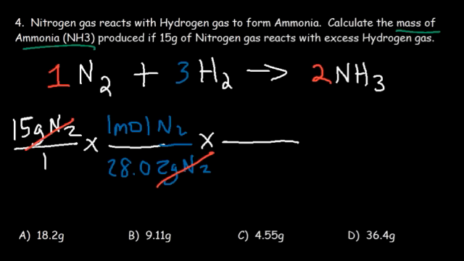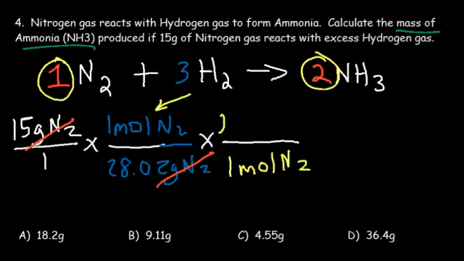Our next step is to use the molar ratio. We need to convert from moles of N2 into moles of NH3. And to do that, whenever you want to change a substance, you need to use the coefficients in a balanced equation. So what these numbers tell you is that if 1 mole of N2 reacts, 2 moles of NH3 are produced. So because we have moles of N2 on top, we need to put that on the bottom. So for every 1 mole of nitrogen gas that reacts, 2 moles of ammonia are produced in this reaction. It's a 1-to-2 ratio. So now the units moles of N2 cancel.